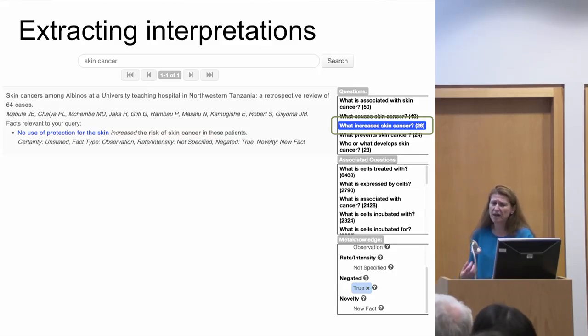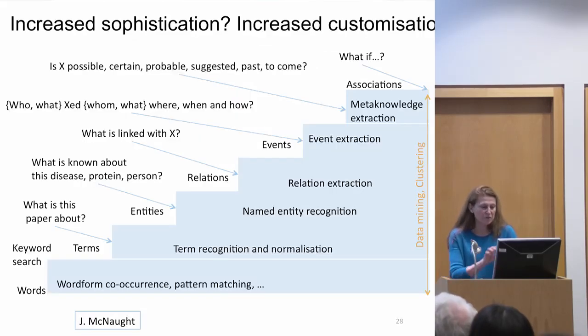And this is the last one. You can also extract interpretations. And by interpretations, you have negation or positive or negative, or novelty. So you see here, what increases skin cancer. You have no use or negation of protection for the skin. So that's my last slide, which is actually borrowed from my colleague John McNaught.